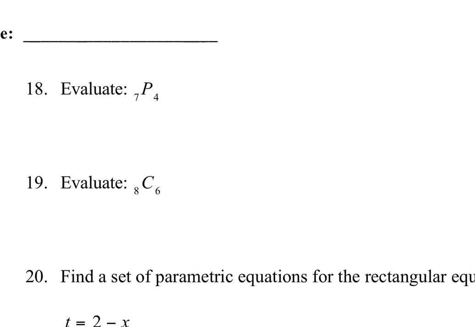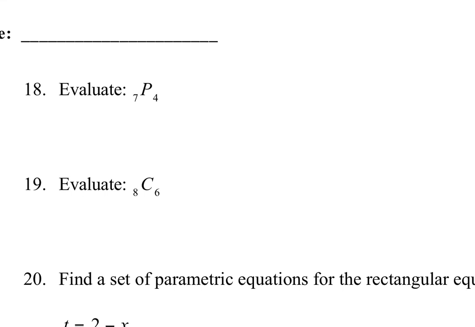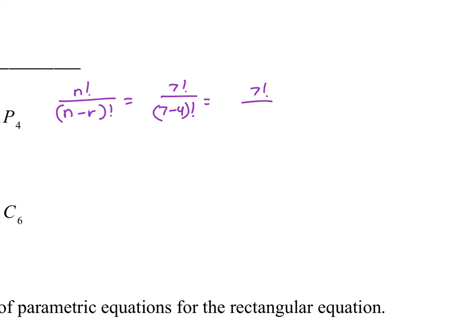All right, 18, evaluate P(7,4). So there's 2 ways to do it. Obviously, the calculator has that button, but if you don't have that, then it's n factorial over n minus r factorial. So this is 7 factorial over 7 minus 4 factorial, which is 7 factorial over 3 factorial. 7 times 6 times 5 times 4 times 3 factorial over 3 factorial. This would be 20, 42, or 840.